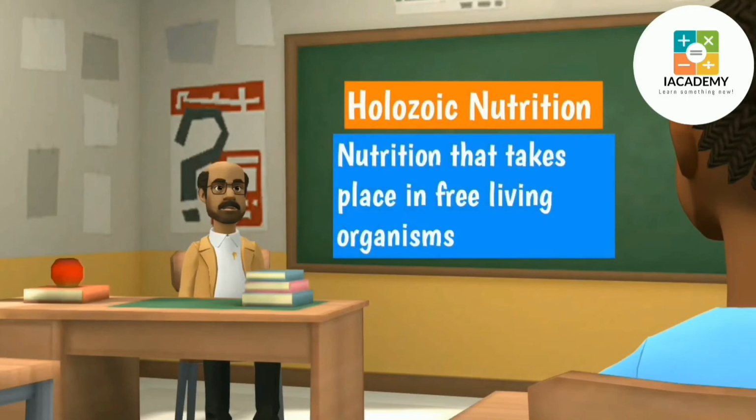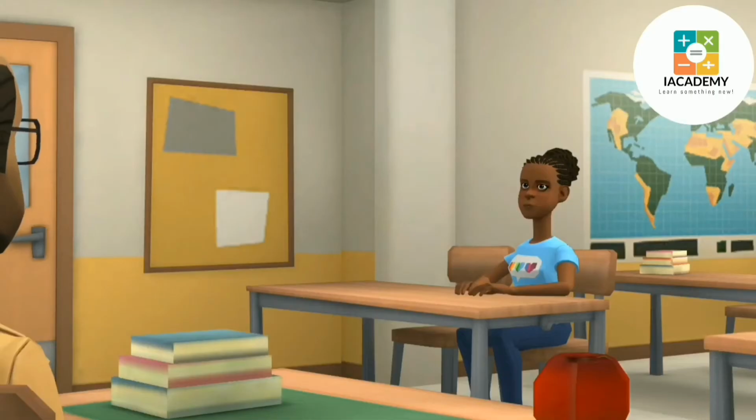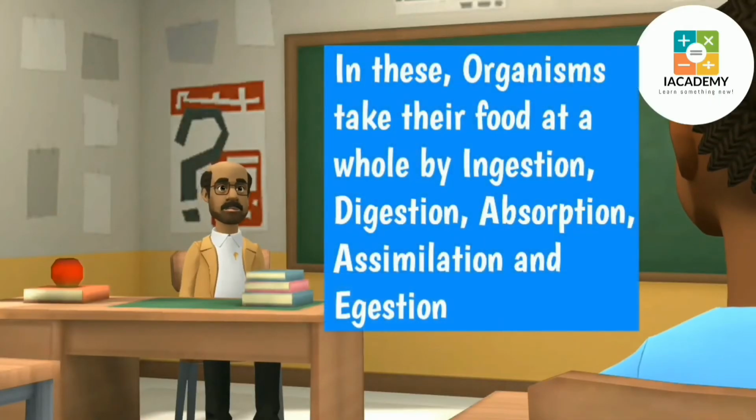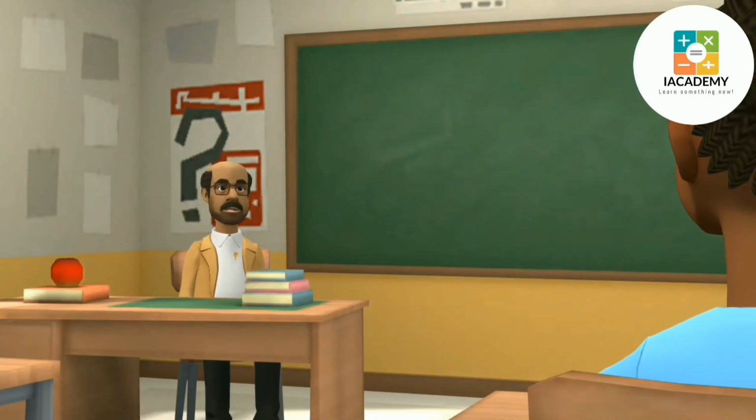Nutrition that takes place in free-living organisms is called holozoic nutrition. Sir, how does it take place? In this, the organisms take the food as a whole, digest it, assimilate it, absorb it and finally eliminate the waste material from the body. Let me tell you what is meant by ingestion, digestion, absorption, assimilation and excretion.